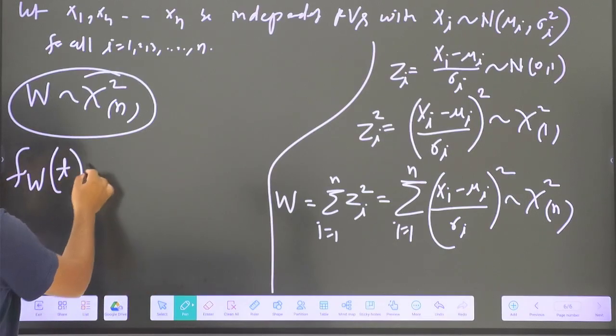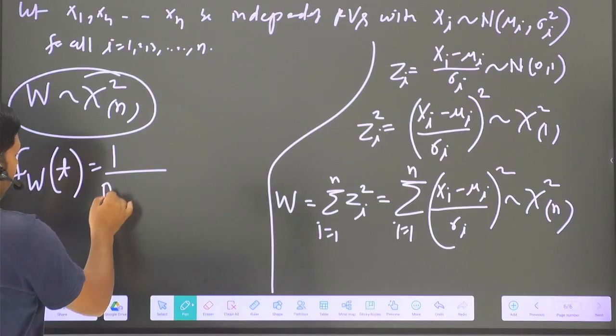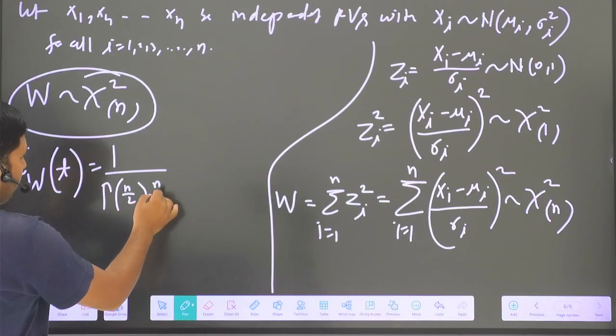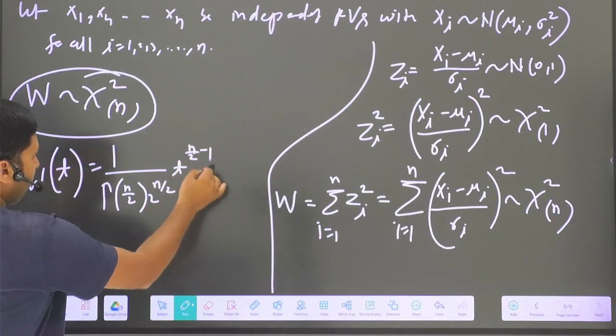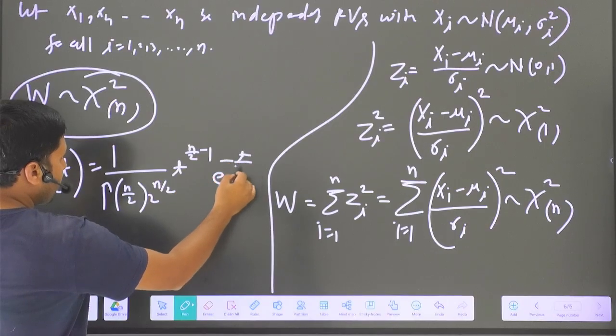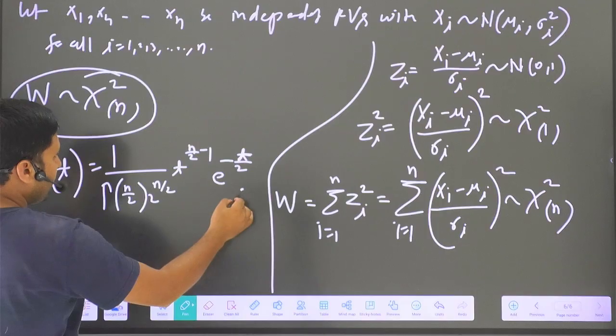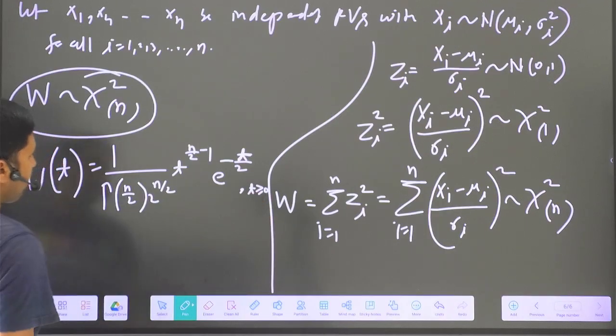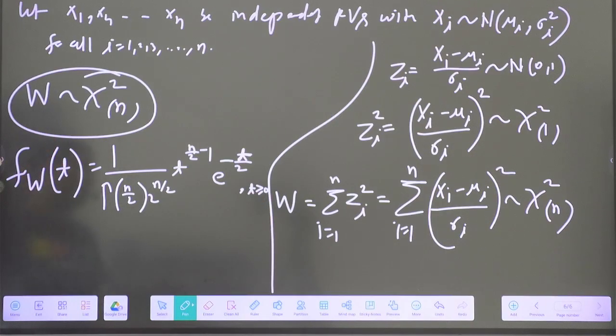So that will be 1 upon gamma(n/2) 2 raised to power n/2, t raised to power n/2 minus 1, e raised to power minus t/2, right? t is more than or equal to 0. So this is the formula.